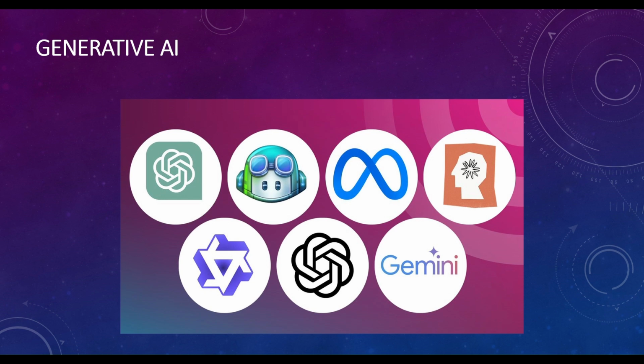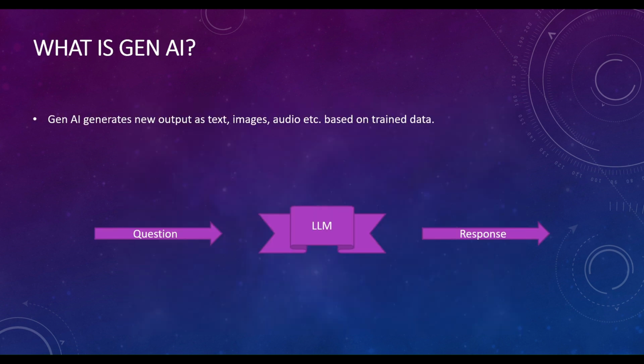So, the machine learning models primarily are the prediction models, whereas the generative AI generates new output or new data based on the data that it has trained on. And the new output in the generative AI could be a text, image, or audio.